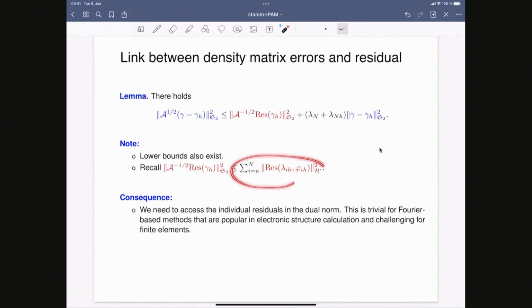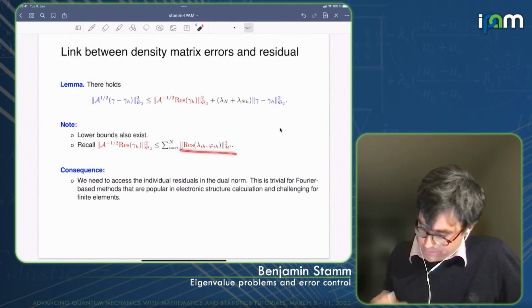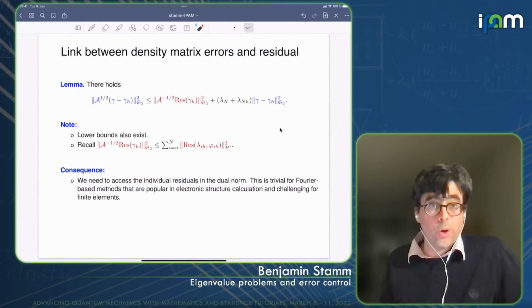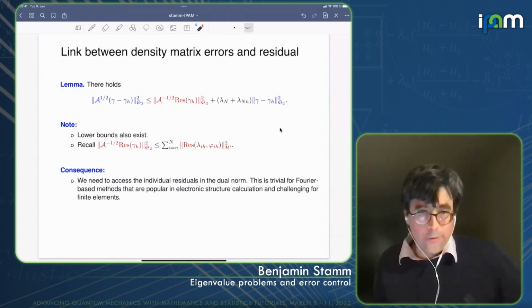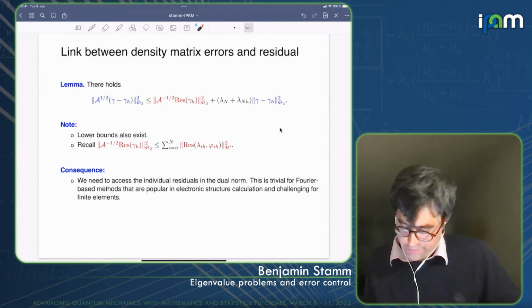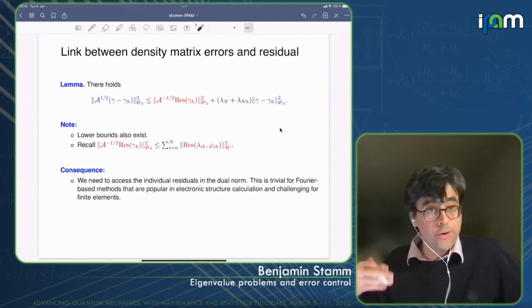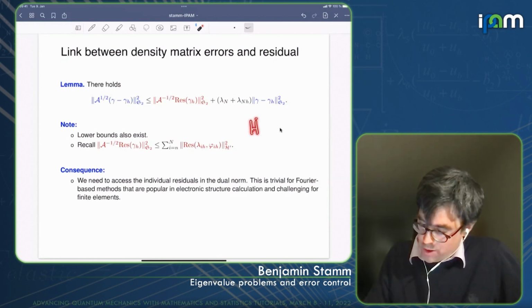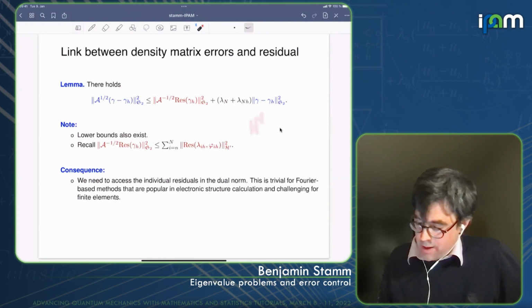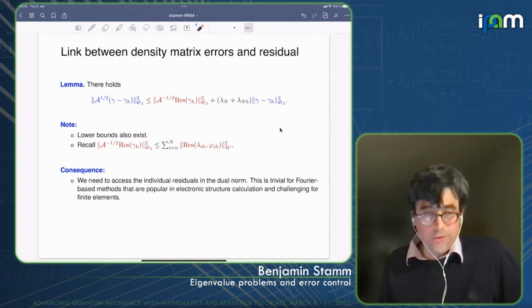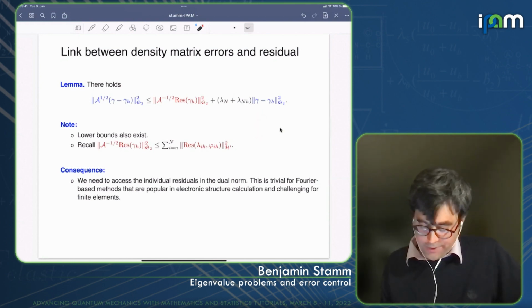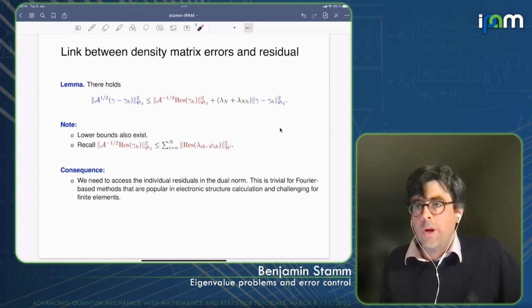Okay, so there you can substitute. So when substituting this in, well, this is a higher order term, you have to deal with it somehow. But the moral of the story is that you need to access the residuals in the dual norm. And for Fourier-based methods like plane wave methods, this is straightforward because you can access a norm in H^-1 in dual norms, but it's very challenging, for instance, for finite element methods.